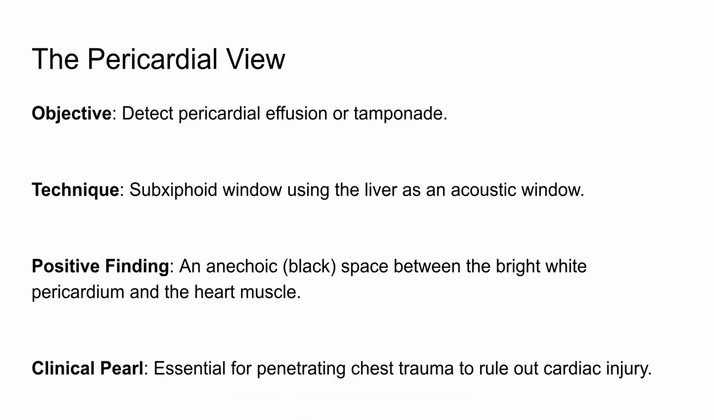The pericardial view aims to detect pericardial effusion or tamponade. The technique involves a subxiphoid window, using the liver as an acoustic window. A positive finding is an anechoic space between the pericardium and heart muscle, and it's essential for ruling out cardiac injury in penetrating chest trauma.